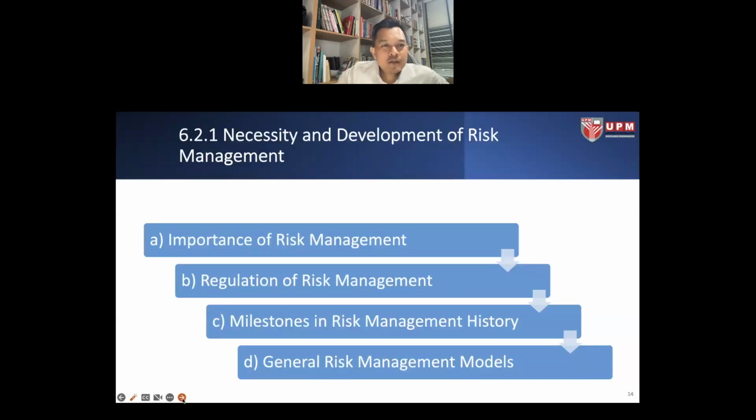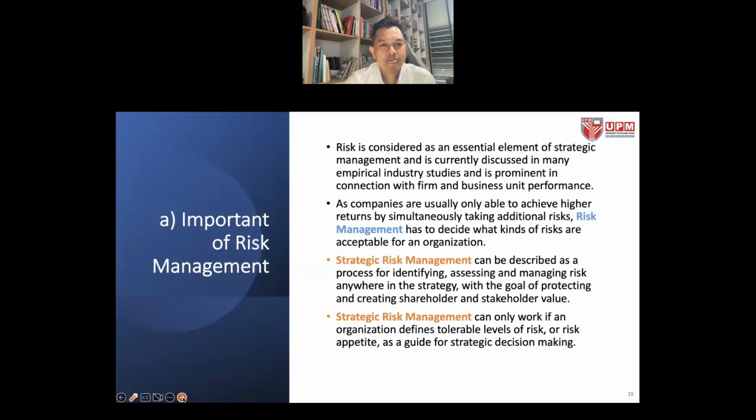Right. So, necessity and development of risk management. It is being divided into four segments here. The first one, we will look into the importance of risk management related to aerospace, and then regulation of risk management, milestones in risk management history in general, and finally general risk management models. I'm not going to show all the available risk management models, but I will just pick one which is most relevant to the aerospace industry.